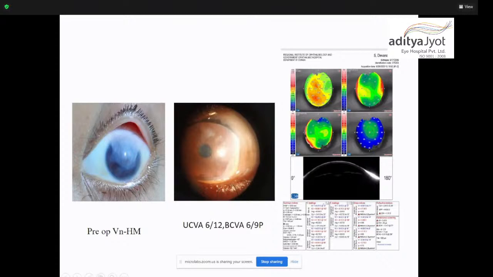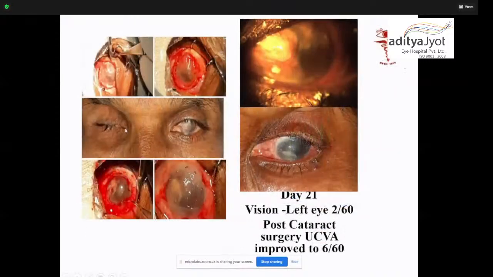So with uniocular chemical injuries, at least there is a possibility of taking a limbal stem cell explant from the other eye. But when you have a bilateral chemical injury like this, where the other eye is gone for keratitis, it's not possible to take the limbal stem cell explants from the other eye. And then we have to do a simple limbal epithelial transplant. We have to take the stem cells from a cadaveric donor, and this procedure is called an allo-SLET. So simple limbal epithelial cells were taken from a cadaveric donor, and this patient had a visual acuity of 2 by 60, and after cataract surgery improved to 6 by 60.